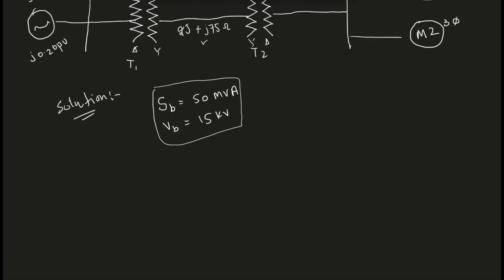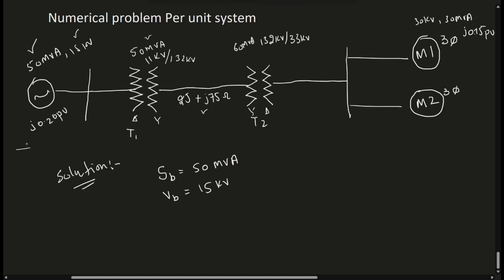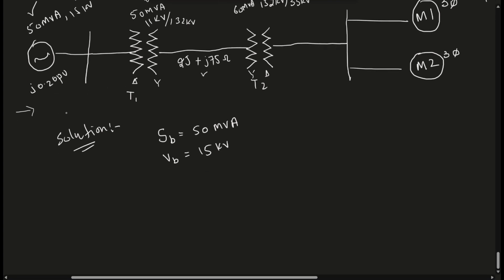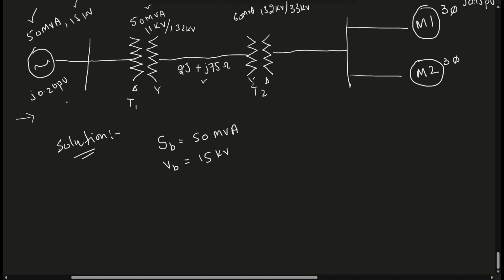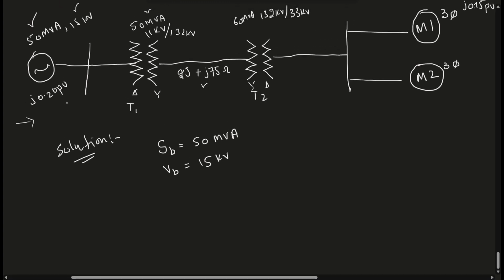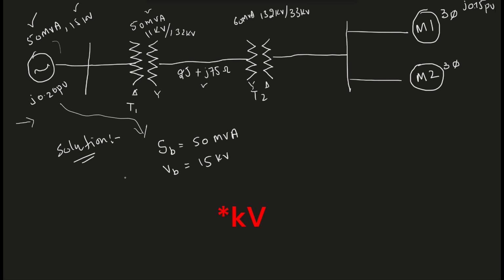Moving from left to right, number one is the generator. First we will convert the generator impedance to a per unit value. It is already in per unit, but we will convert it to the new per unit value, according to the new base values. As we have selected 50 MVA and 15 kV, the generator's 0.20 per unit will not change because it is already calculated according to these.